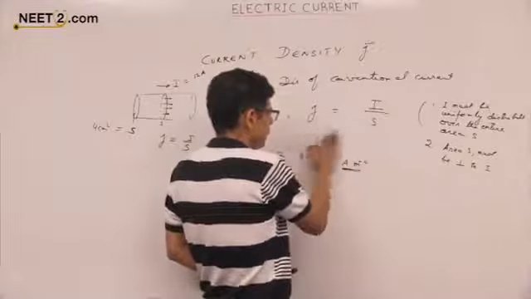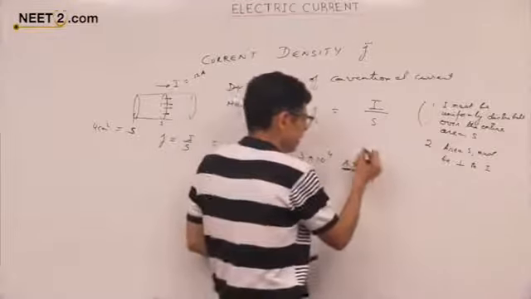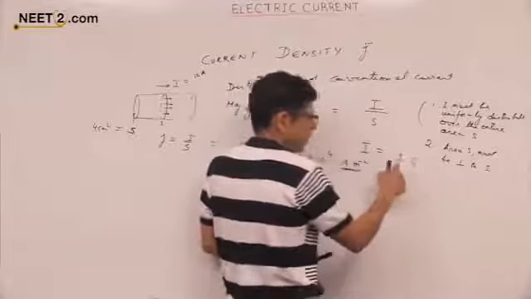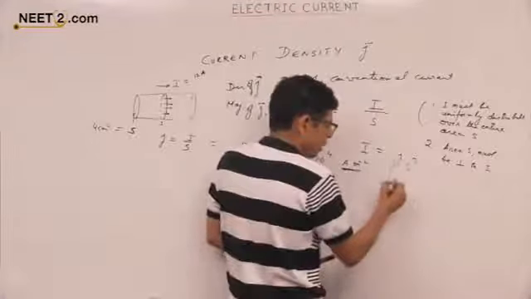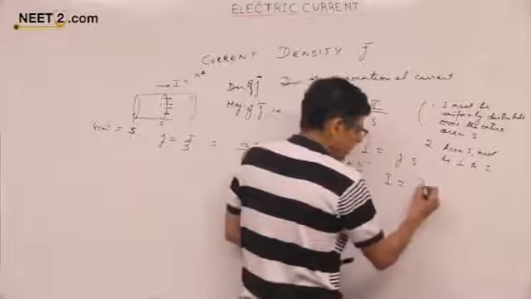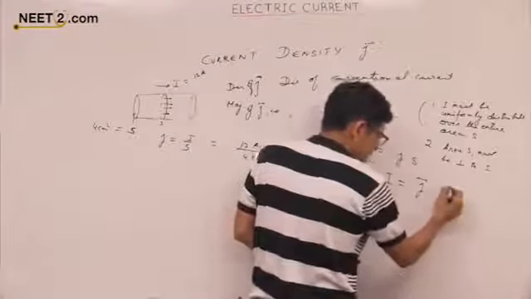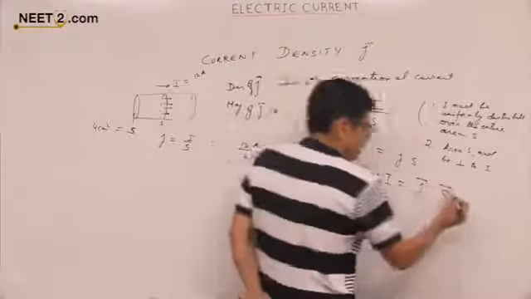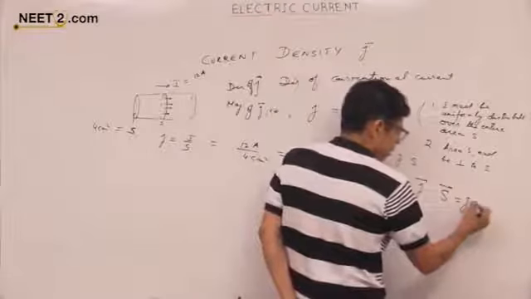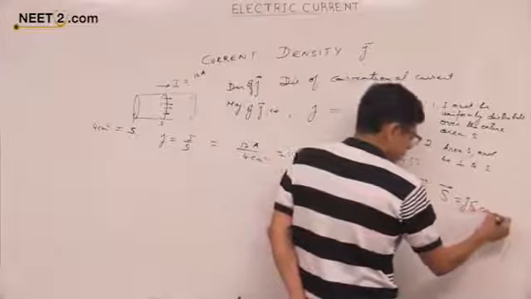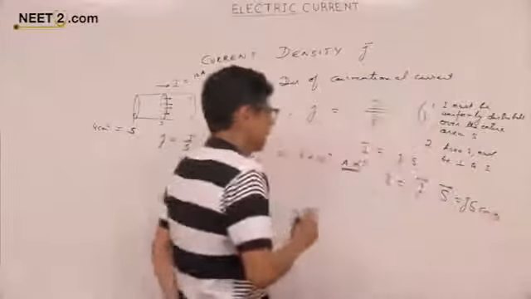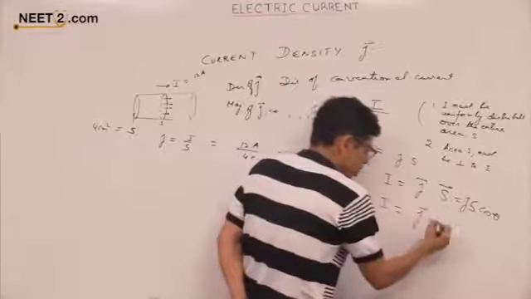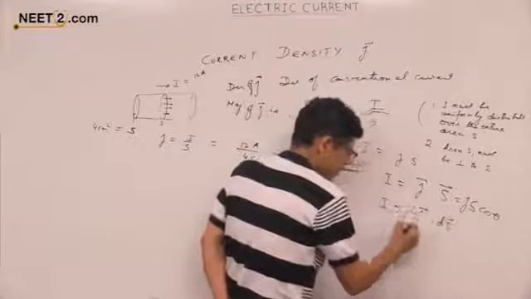Now, from this we understand the following: the current I would be given by J into S, provided S is perpendicular, but the current I would be given by J dot S if J and S make some angle. In other words, it will be given by JS cos theta. And lastly, it would be given by the surface integral of J dot dS.